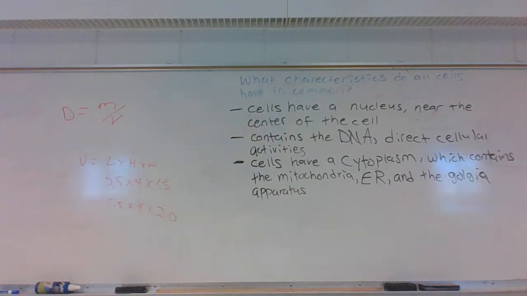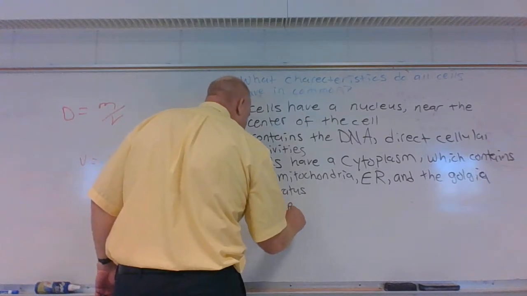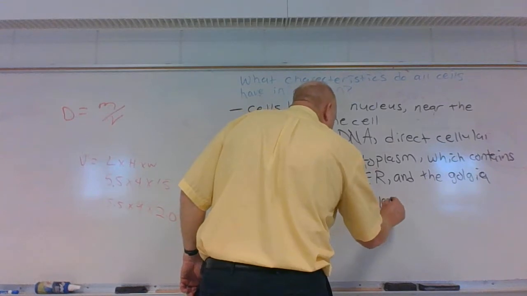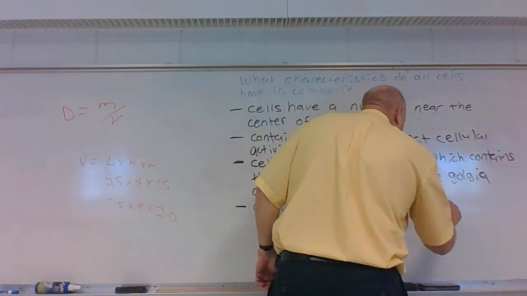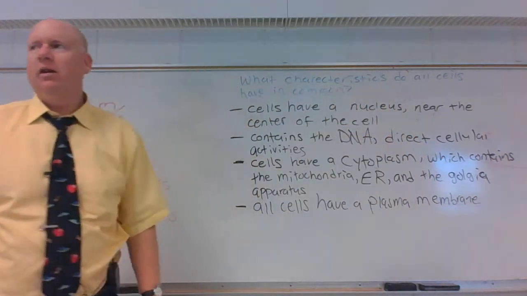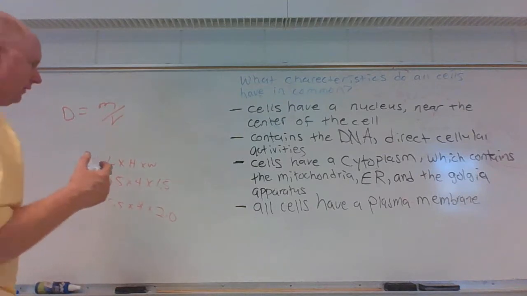Okay? Then finally, all cells have a plasma membrane. And one of the ways you can look at it is that it's the gatekeeper, so it will allow certain materials in and keep certain other materials out. And it performs this function in a variety of ways.